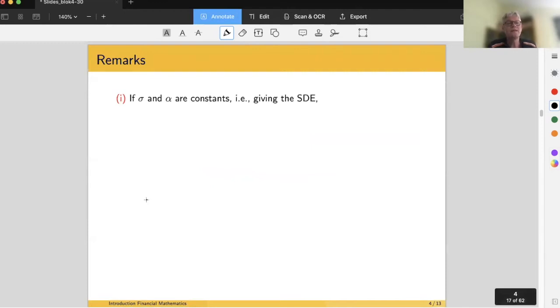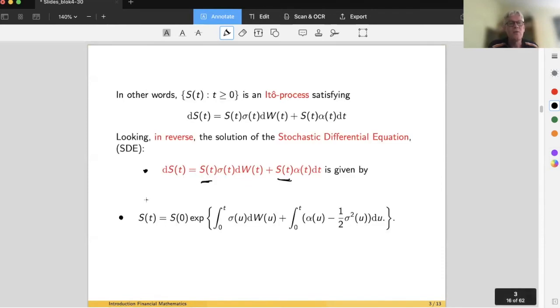Now we can look at, we will do some remarks. We can look at some simplifications. When alpha and sigma are constants, when here is just a sigma, and here is just an alpha, and here is just a sigma squared, then we can simplify this.